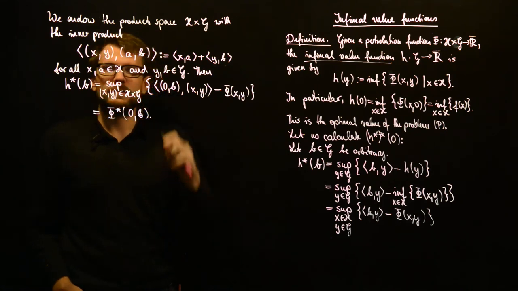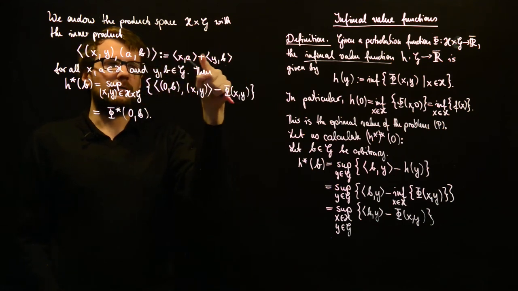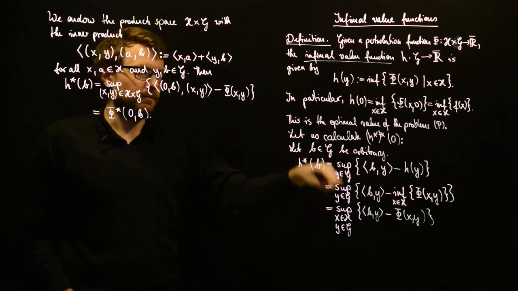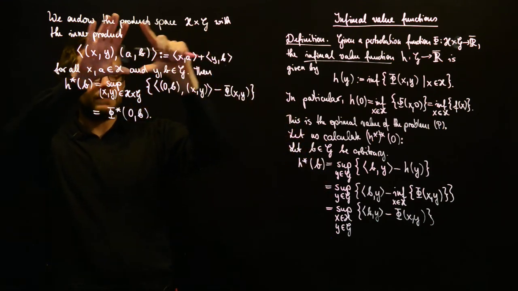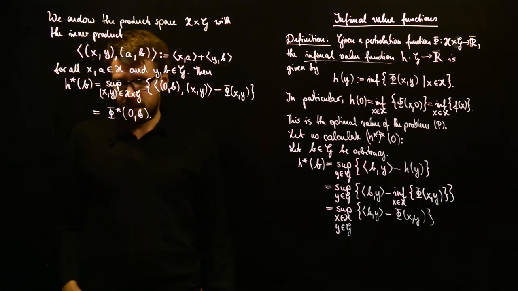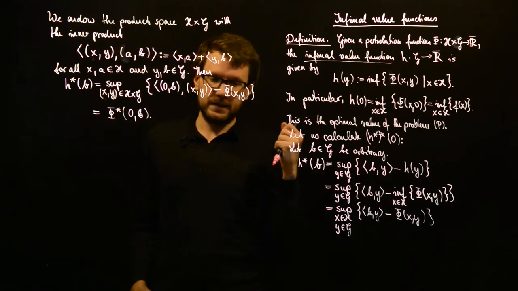Notice that these are some local variables here, just x, y, a, b, which do not have anything to do with the others. These are just to define the notation of the inner product. All right, so now we have calculated H star of B.